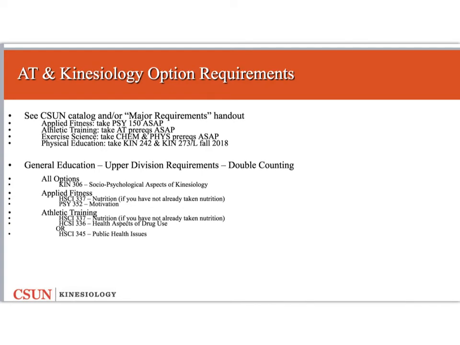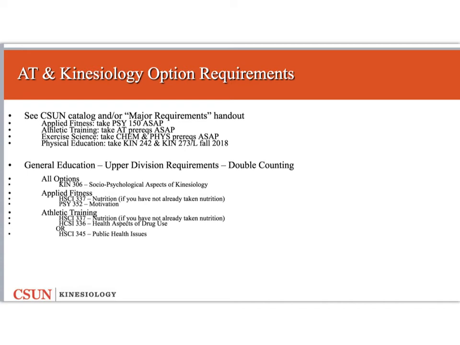But I do want to point out a few things for some of the options. If you're applied fitness, you need general psychology if you haven't already taken it. You want to get that soon because it is a prereq for motivation, which is a course required for applied fitness. If you plan to apply to the athletic training cohort in the spring of 19, you're going to want to look up the prereqs for that program. I gave you the link earlier, and get those prerequisites done as soon as possible. Without those prereqs, you will not be able to apply to the program, and you can get more information about that on the website.